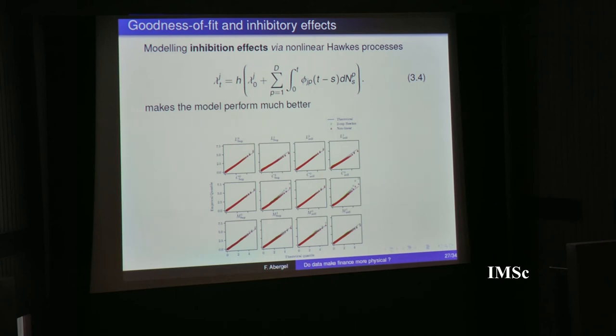There is a zoom here. The previous result was the green line here, and that has become the red triangles. So using Hawkes processes and incorporating inhibition effects, we are able to design models that are actually performing quite well and represent in a rather realistic fashion the interaction between orders of various types.